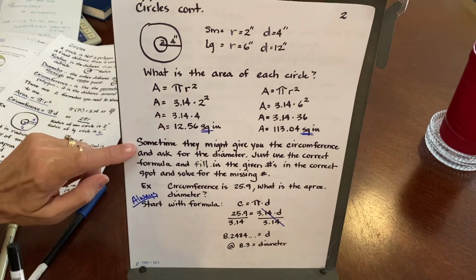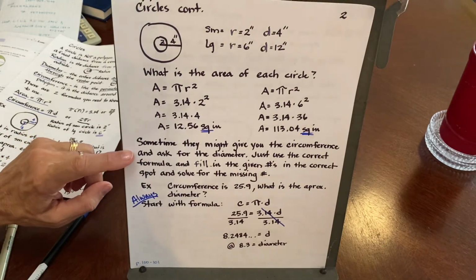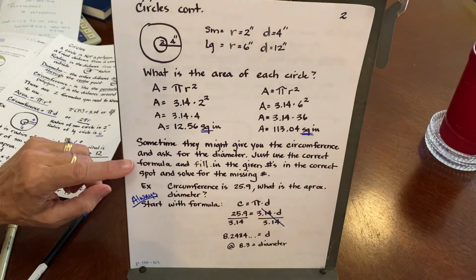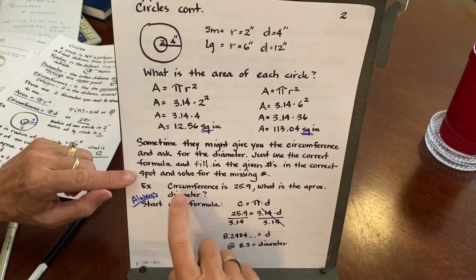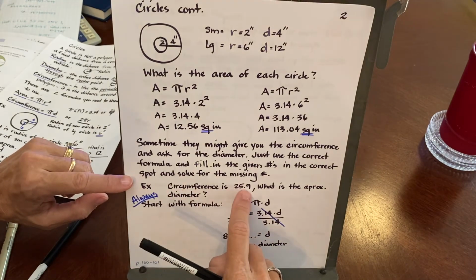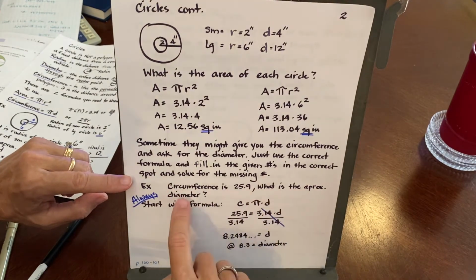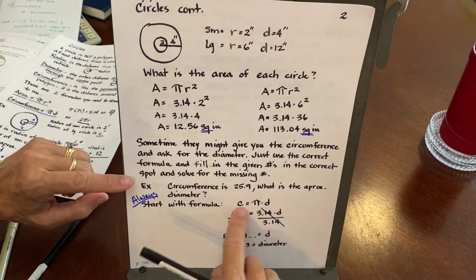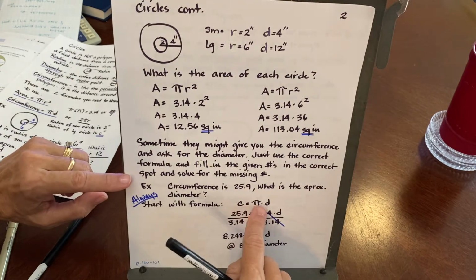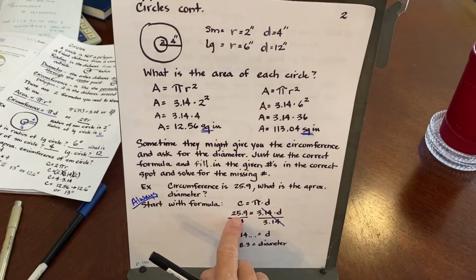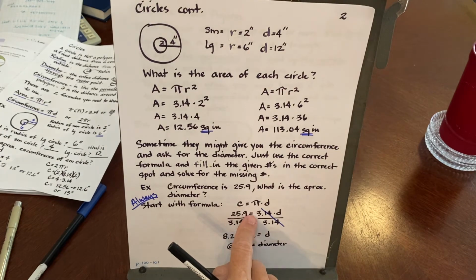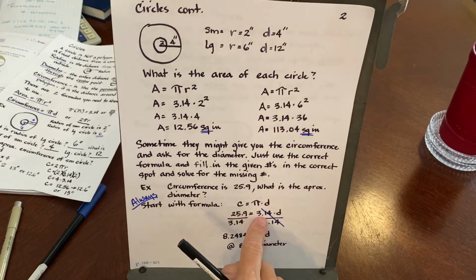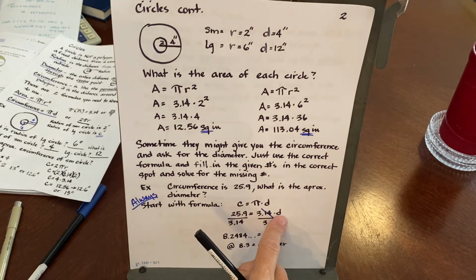Sometimes they might give you the circumference and ask for the diameter. Just use the correct formula and fill in the given numbers in the correct spot and solve for the missing number. So here's an example. They tell you that the circumference is 25.9, and they ask you, what is the approximate diameter? Write down the formula. So circumference formula is circumference equals pi times d. I'm putting 25.9 in the place of the circumference, or the letter C. I then have the equal sign. I then show 3.14 times the d. I don't know what d is.